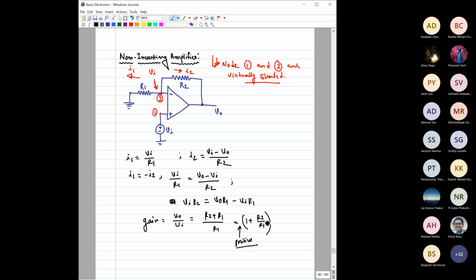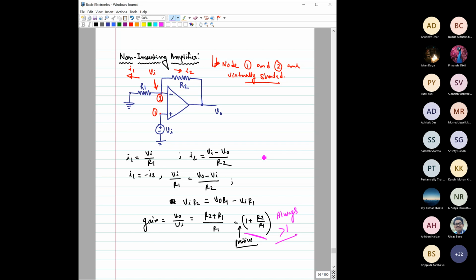But here it is 1 plus R2 by R1, right? So whatever be the value of R2 or R1, you cannot get, for this case, a gain whose value is less than 1. So what I want to mean is that this is always greater than 1, right? So this value is always greater than 1.